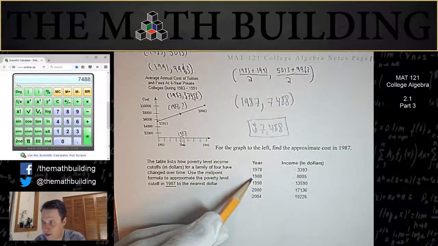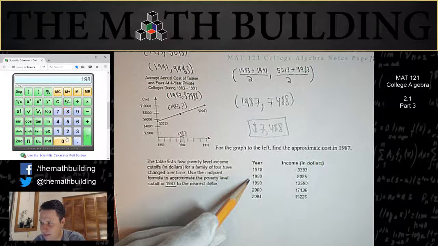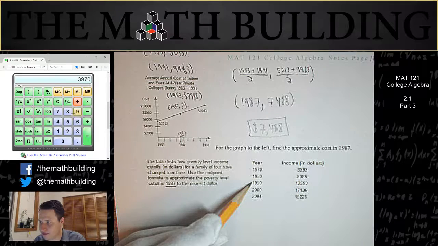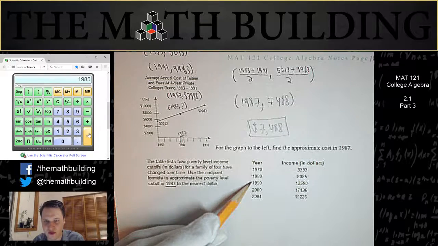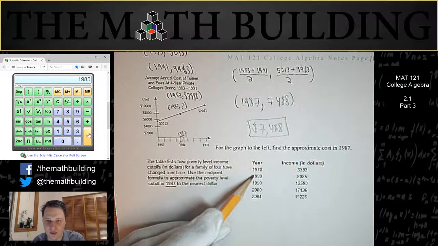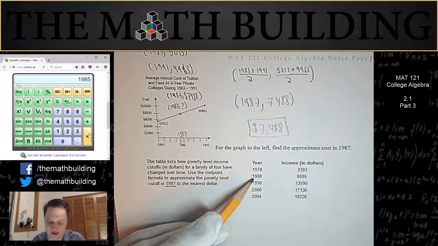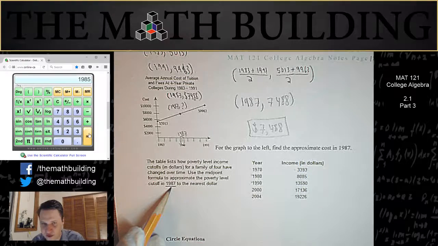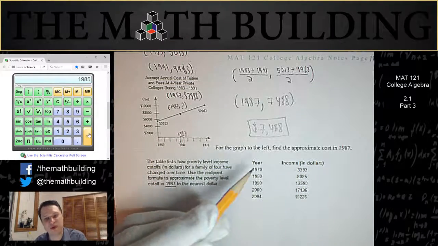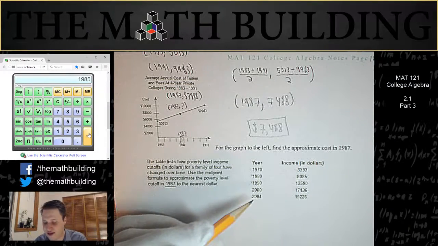So, for example, watch what happens if we try to do 1980 plus 1990. We get this divided by 2, and we get 1985. So if you try to do the midpoint formula with these two, you're going to get the point right in the middle, which is 1985, which makes sense. 1985 is halfway between 80 and 90. But that's not what we want. We want 1987.